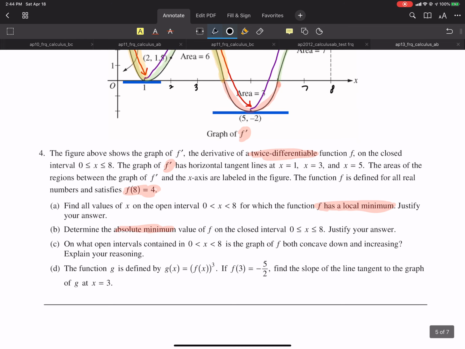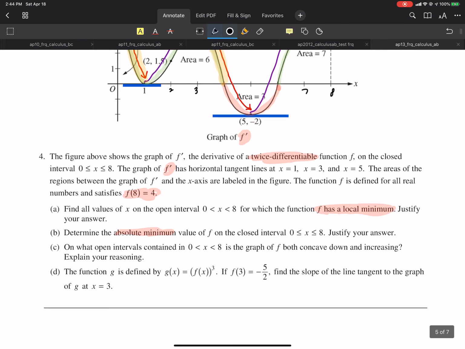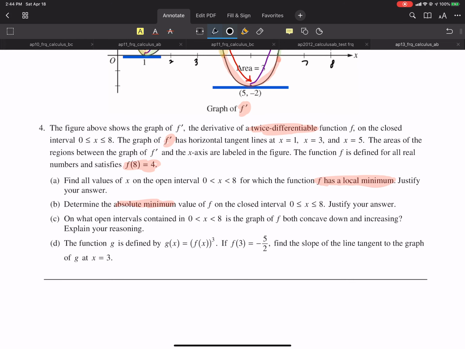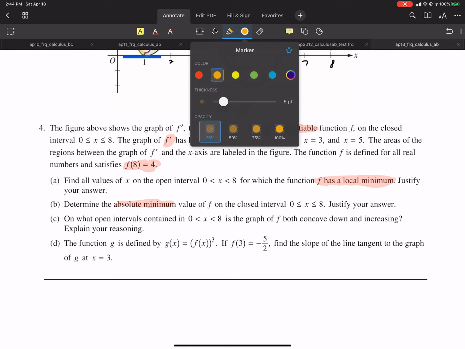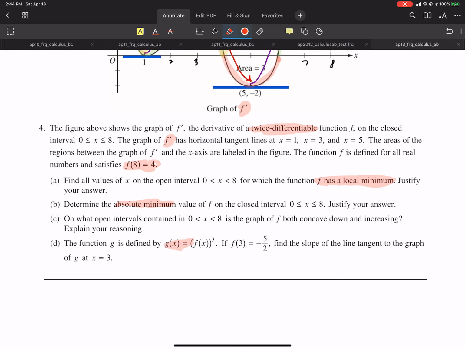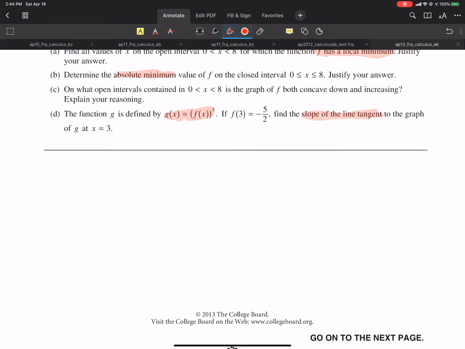Part D. So we have a function g, a new function right there. And we want a slope of the line tangent. So in your brain, your first thought should be derivative. Derivative is slope of the line tangent. So we want to find the derivative of g of x.